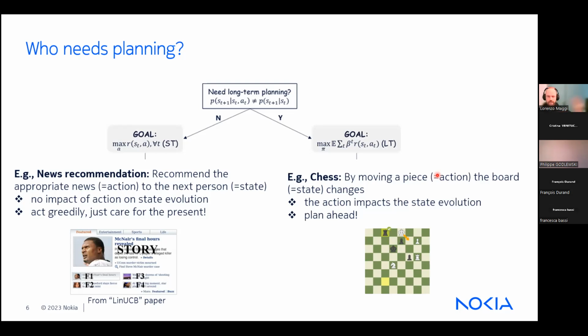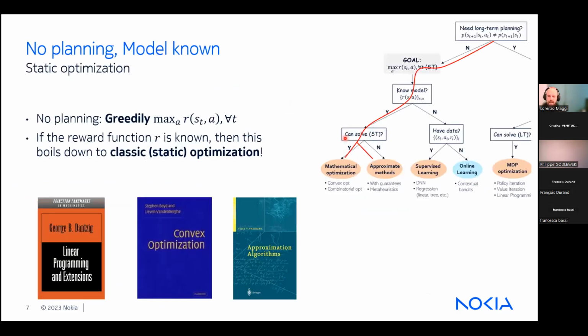Okay, so hopefully this distinction is clear. Here you just want to maximize for the present, and here when you're taking an action now, you also have to take care of the state evolution in the future. And this basic distinction will lead us to very different kinds of algorithms.